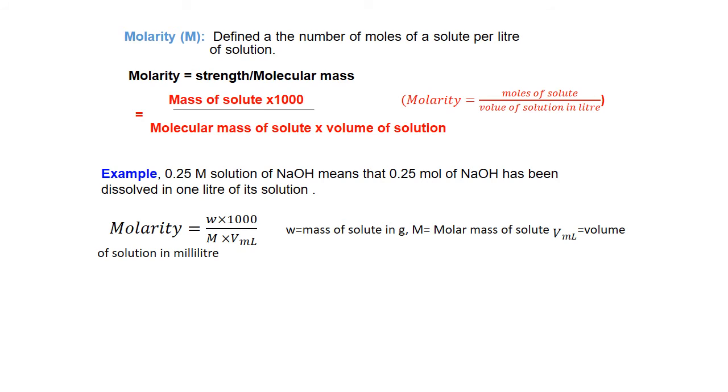For example, a 0.25 capital M solution of NaOH means, we should understand what this means. 0.25 M means 0.25 moles of NaOH are dissolved in 1 liter. 1 M means 1 mole dissolved in 1 liter. So molarity can be calculated. First of all, the weight, converted into grams, is multiplied by 1000, and the formula can be used to find out the molarity.